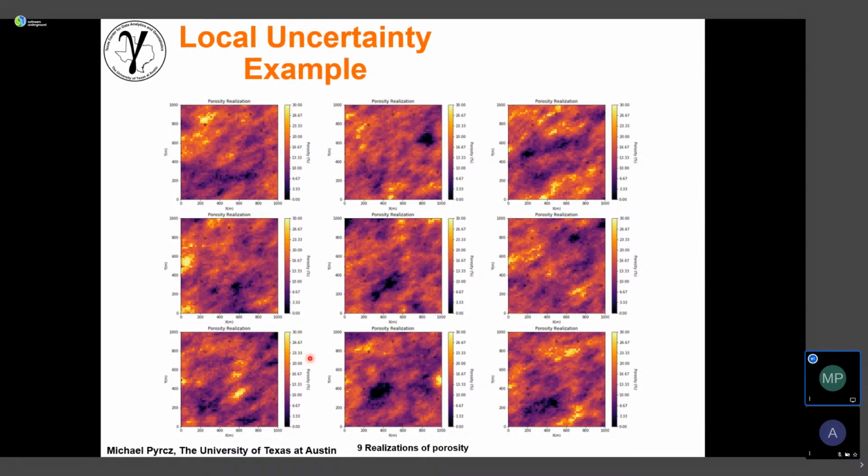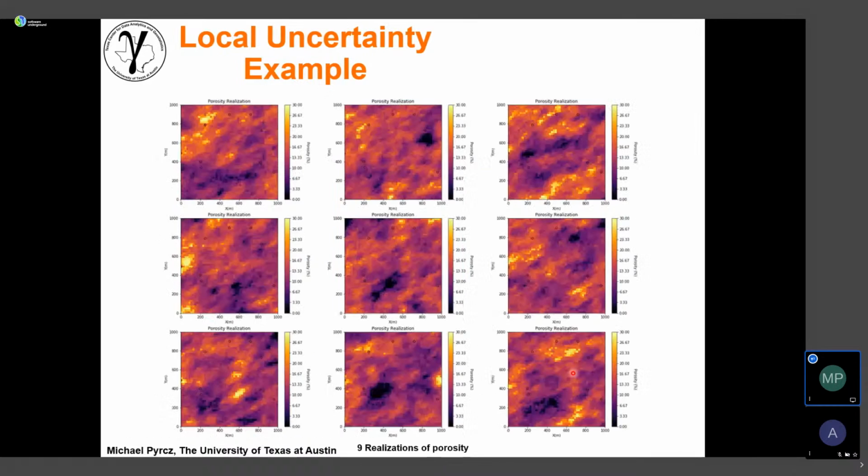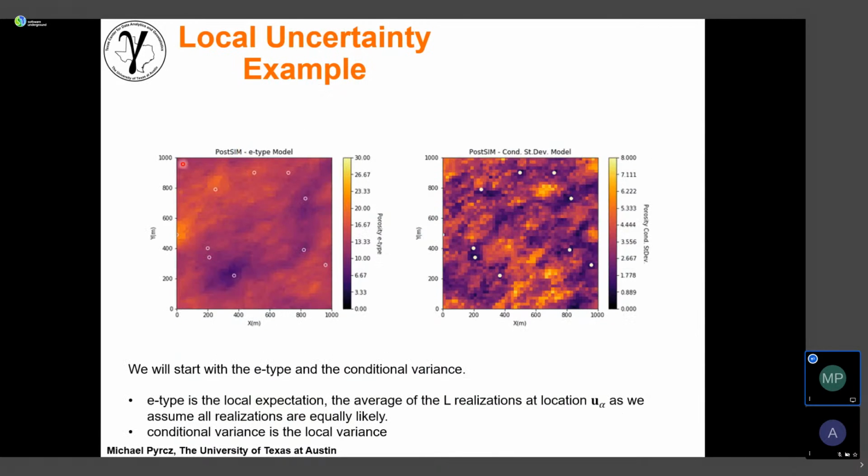Now what we can do is we can take all of those realizations. We had 9 realizations. At each location, I can calculate the expectation. Now, expectation is just a probability weighted average. So if I assume each realization is equally probable, this is an average. Within the GeoSlide book and GeoSlide code, they call this an E-type model.